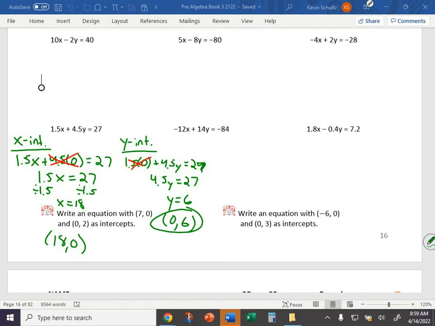Others you want me to go over? The brain busters? Yeah. So these brain buster questions here say write an equation with 7, 0, and 0, 2 as intercepts. Oh boy. How are you going to go about this?